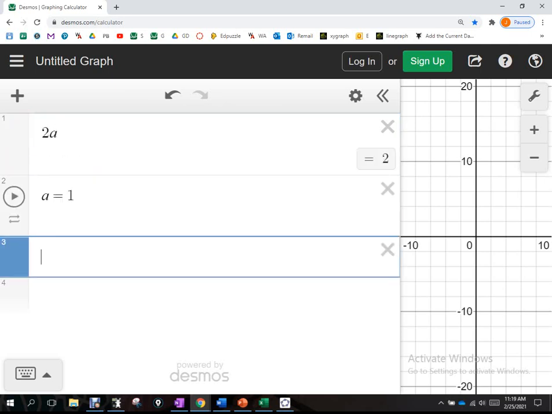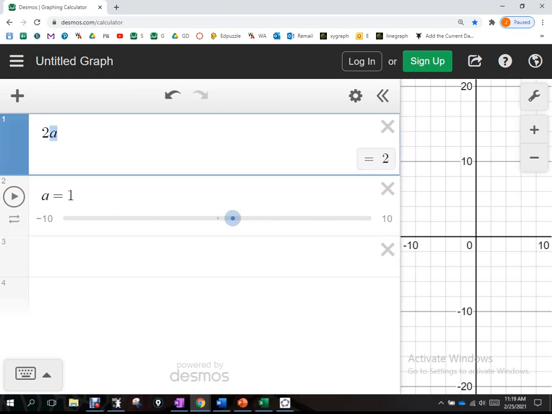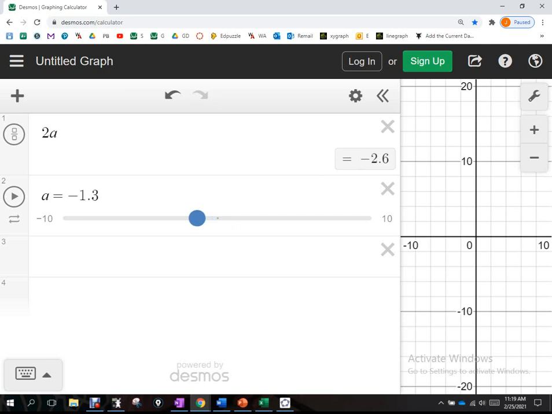Let's just say 2a, okay? I can't use x because it'll start graphing over here, but that is my variable x that I was talking about in the notes. The a value, I'm allowed to slide this around, and it's going to evaluate 2 times 2.9, which gives me 5.8, right?